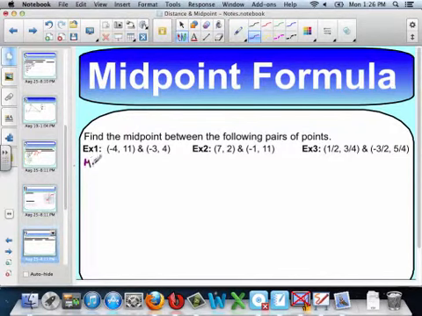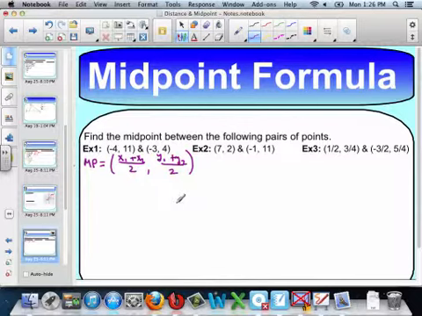So we have the midpoint equals x1 plus x2 all over 2, y1 plus y2 all over 2. Okay, so there's the formula. All right, Lindsay, what's my x1?